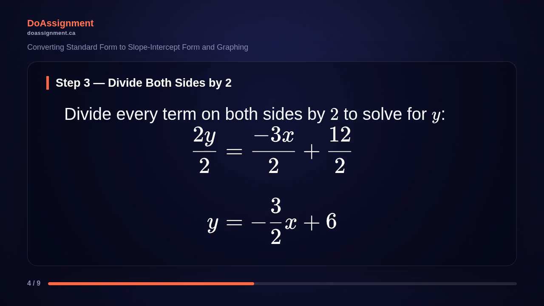Now we divide every term by 2. 2y divided by 2 is y. Negative 3x divided by 2 stays as negative 3 halves x, and 12 divided by 2 is 6, so y equals negative 3 halves x plus 6.